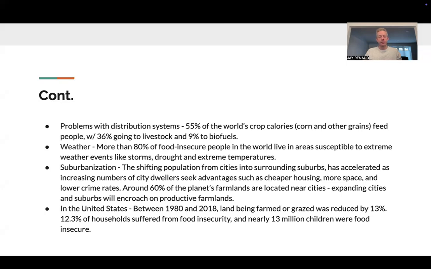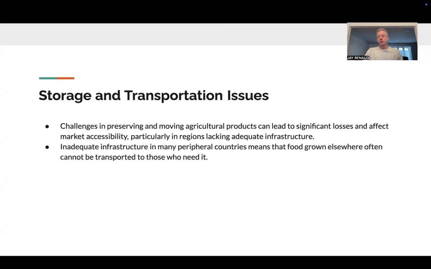Weather, severe weather is an issue. Suburbanization, make sure you know this. As the suburbs expand, what then does it encroach upon? It encroaches upon farmland. So suburbanization and the expansion of cities and suburbs is eating up productive farmland. Land being grazed was reduced by 13% from 1980 to 2018. Storage, transportation issues, those are all things that are challenges with agriculture. Poor infrastructure, which we'll more likely see in periphery and semi-periphery countries. If we can't transport the agriculture, we can't connect it to the consumer.